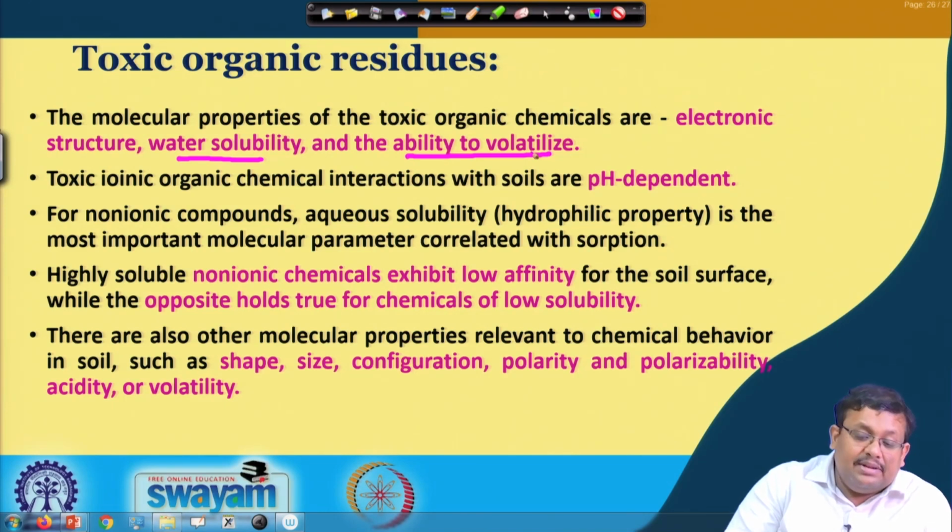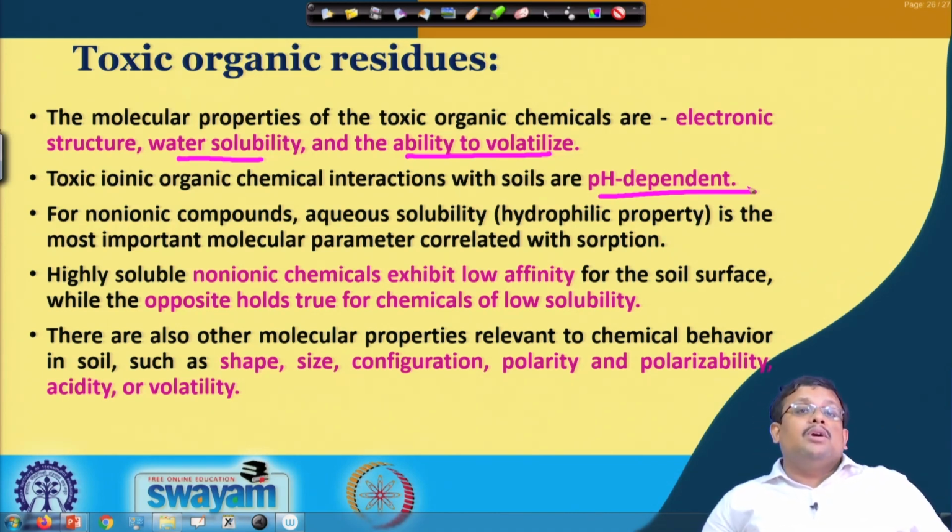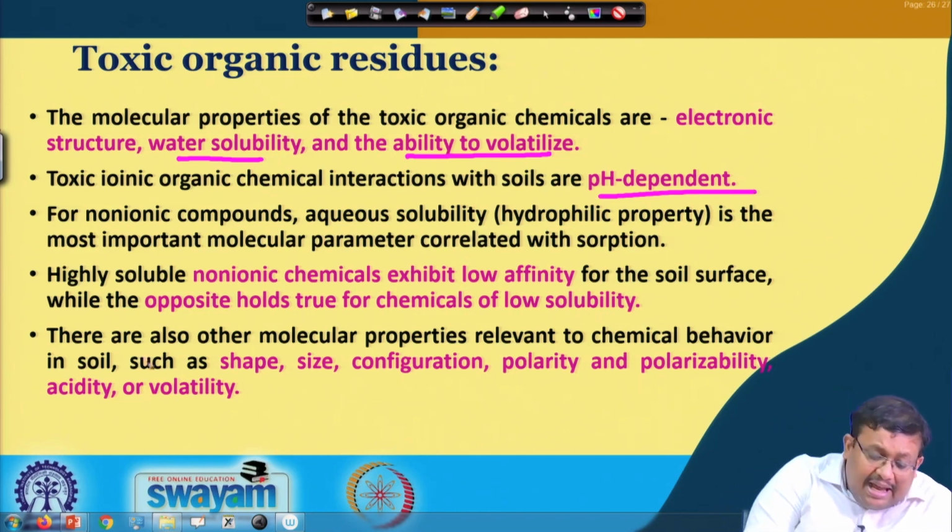Now, toxic ionic organic chemical interaction with the soils is basically pH dependent. For non-ionic compounds, aqueous solubility, that is hydrophilic property, is the most important molecular parameter correlated with sorption, and highly soluble chemicals exhibit low affinity for the soil surface, while the opposite holds true for chemicals of low solubility. There are also other molecular properties relevant to chemical behavior in soil, such as shape, size, configuration, polarity, polarizability, acidity and volatility.